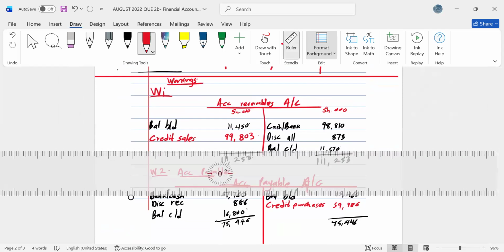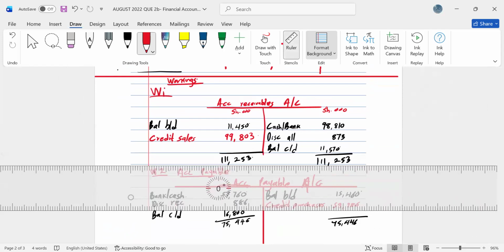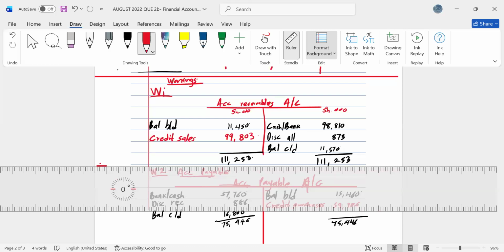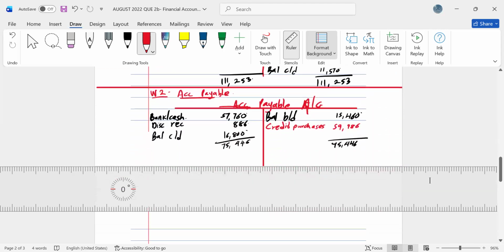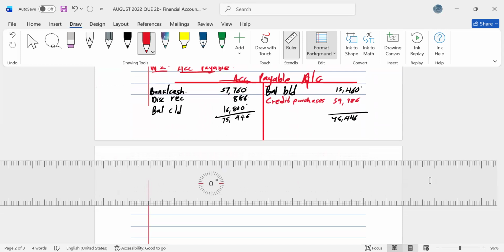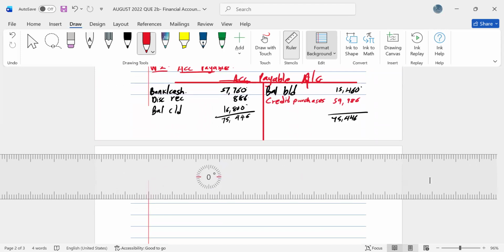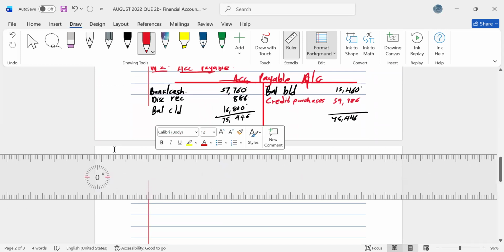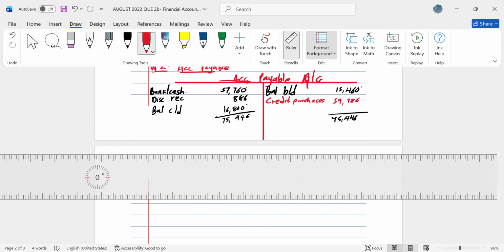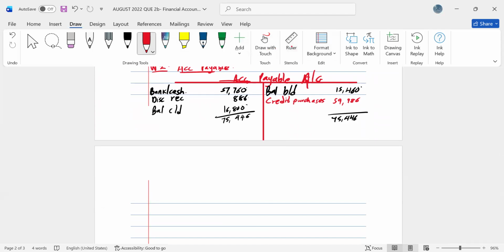Let me get a Karula here so that I try to separate these workings. That is it. We go to another working. Which other working do you think is going to be very important? Let's look at it.